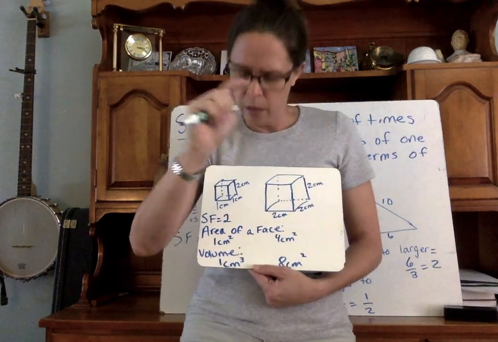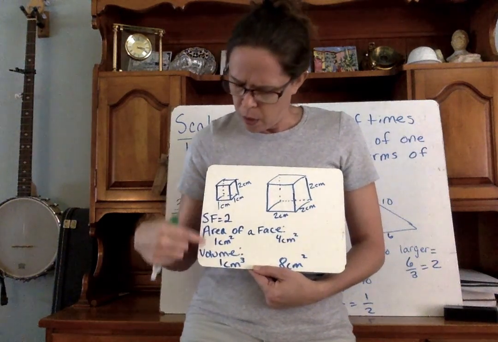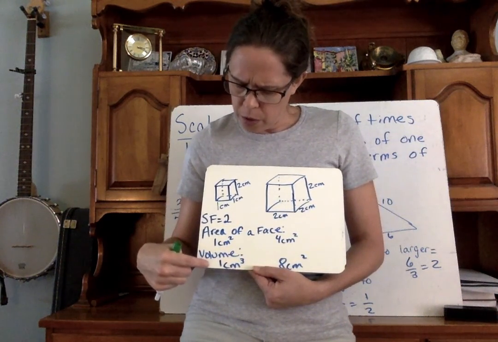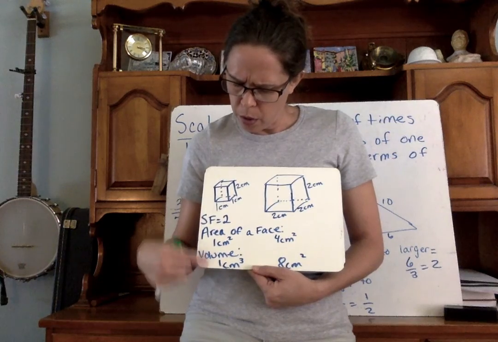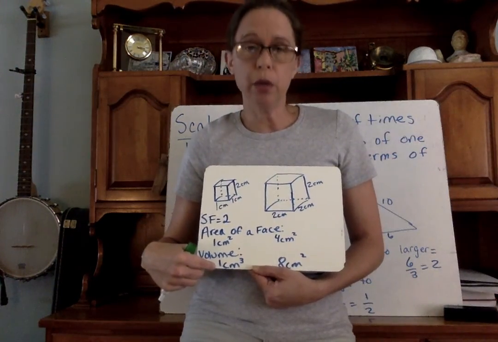Okay? Now let's think about what happens with volume. Okay, on this one, the volume of our cube, 1 by 1 by 1, is 1 centimeter cubed, right?